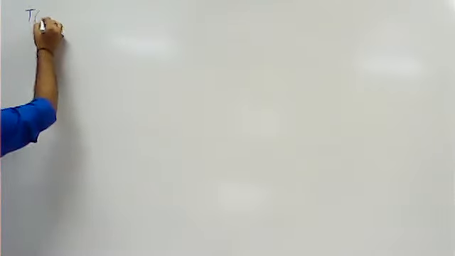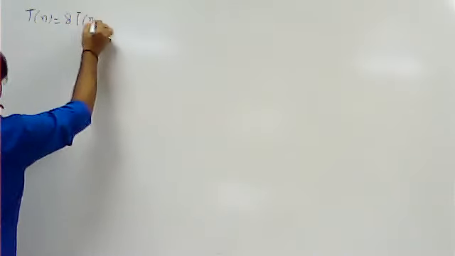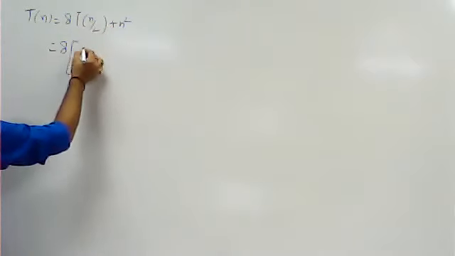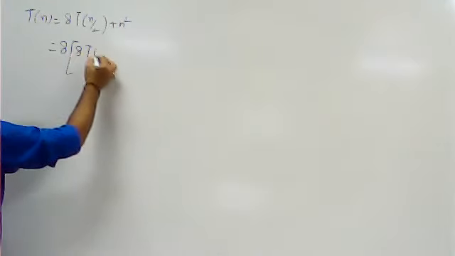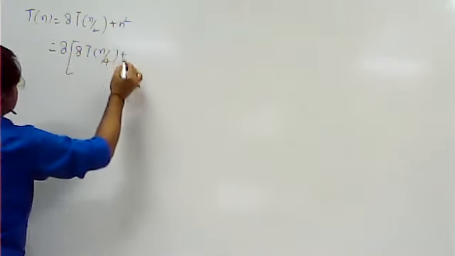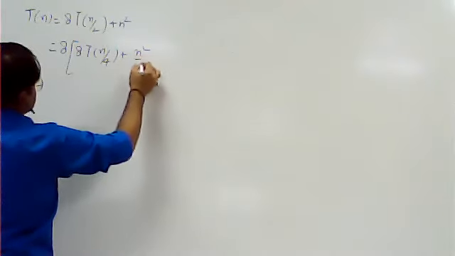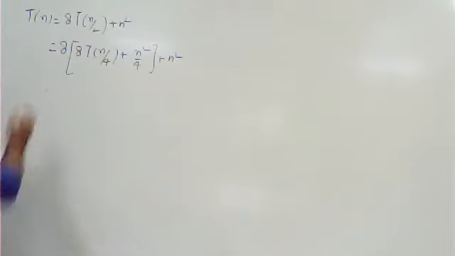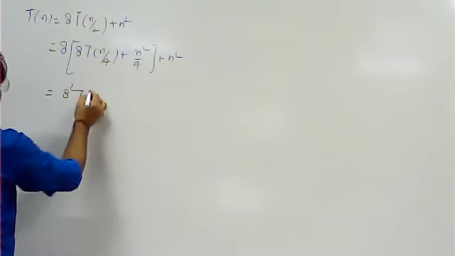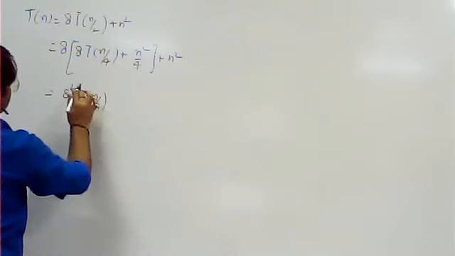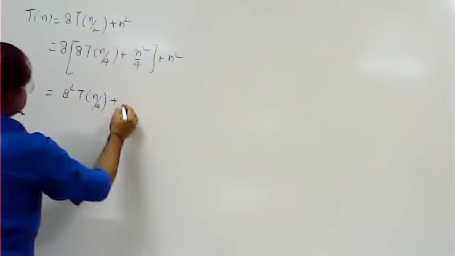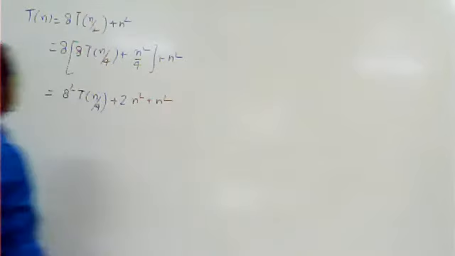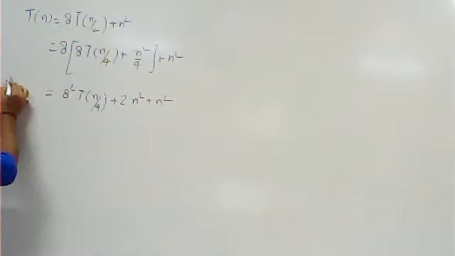So the question was T(n) = 8T(n/2) plus n square. So again we'll expand. In place of n we have to put n/2. So 8T(n/4) plus n square by 4 plus n square. So this is 8 to power 2 T(n/4) plus 2n square plus n square. Okay, first iteration.